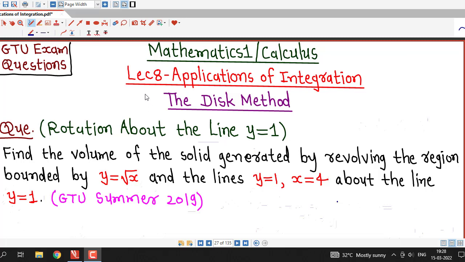Hello friends, I welcome you to lecture number 8 on applications of integration. In this lecture, we will discuss one more problem on the disk method.